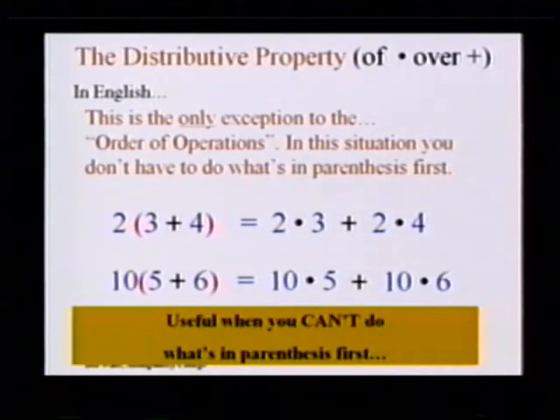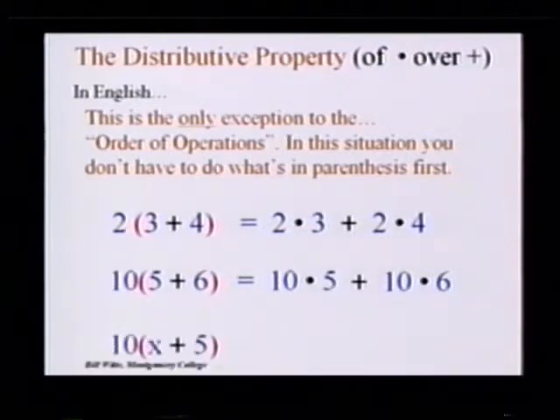Who cares? Why would we want to worry about the distributive property? I can do that, but I don't want to. We use it when we can't do what's inside parentheses. X plus 5 we can't do at this point, but we can still distribute the 10. 10x and the 10 times the 5. This is great, man. So it is a nice little thing to have at your disposal.